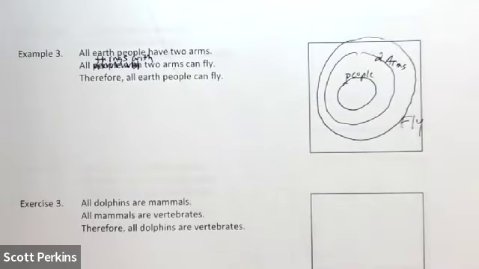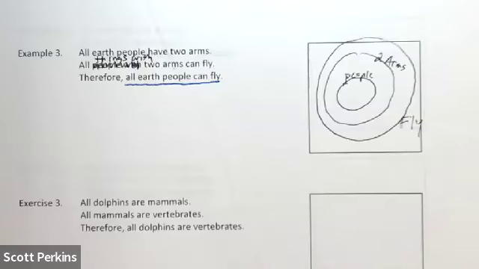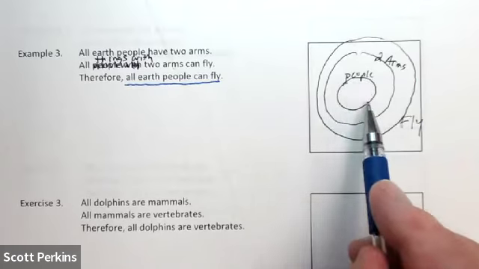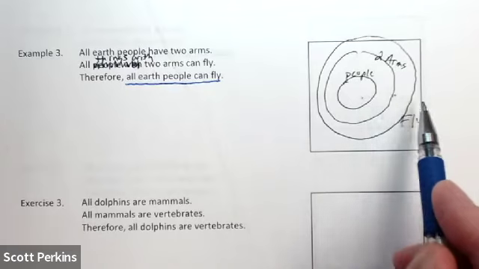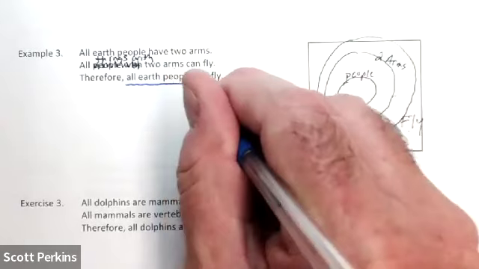So now that I have all people have two arms, I've got people, and then two-armed things around that, and then all things with two arms can fly, so now I've got the fly circle around all of it. Do I have to come to this conclusion? All people can fly. Is that the only conclusion I can come to? Yes or no? Yeah. Here's the people circle. Where's the people circle in relation to the flying circle? Inside of it. It can't be anywhere but inside of it, because the people have to be inside the two-arm circle and that has to be inside the flying circle. So the people have to be inside the flying circle. So that is a valid argument.